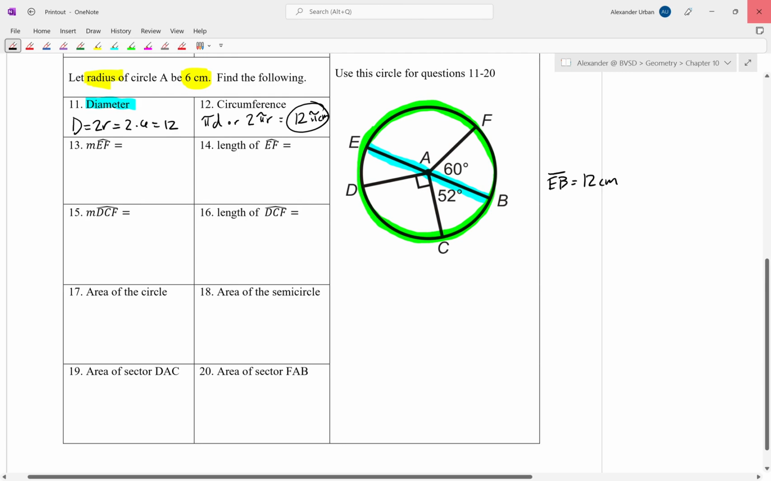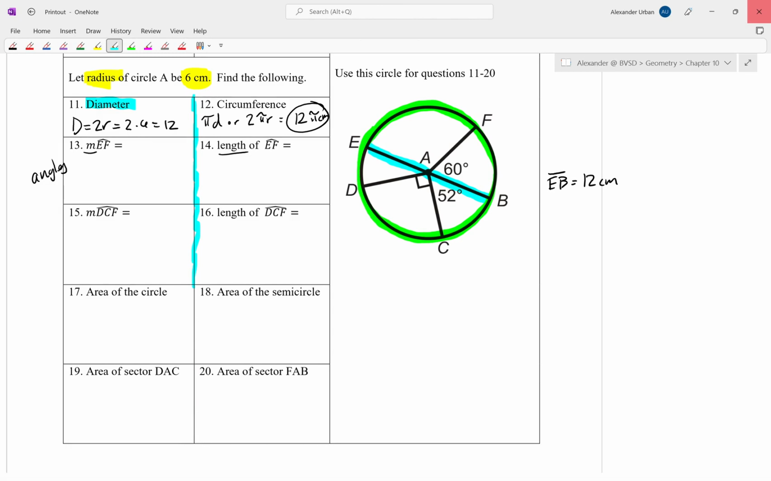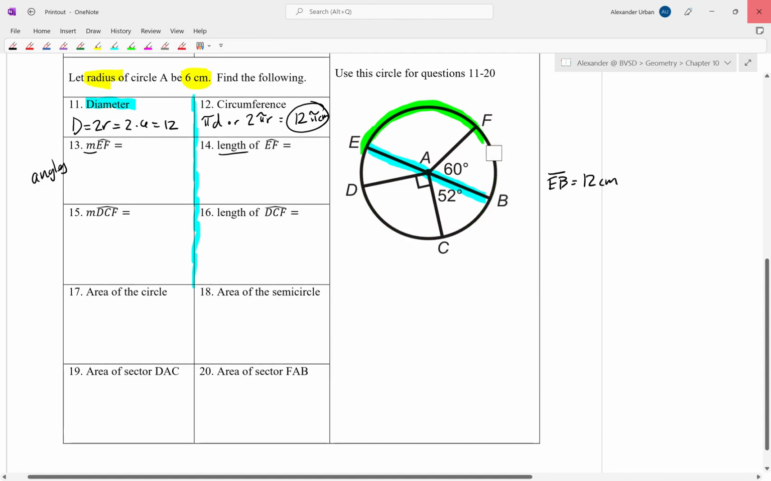From here now, I need you guys to help me find measures, which are angles. Remember, measures are angles. And then lengths are going to get us actual lengths, so parts of the circumference. And you can see here that this is our dividing line between lengths and measures. So let's find one measure and let's find one length. We're working with number 13. We're going to find the measure, the angle of E to F.